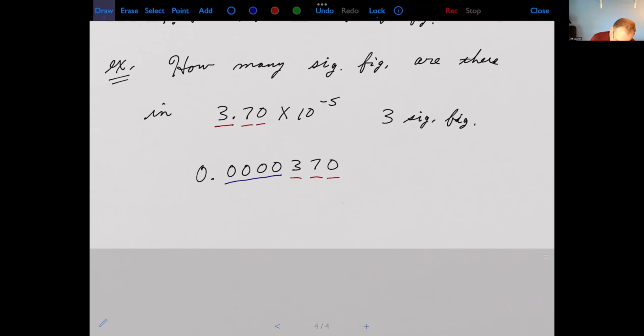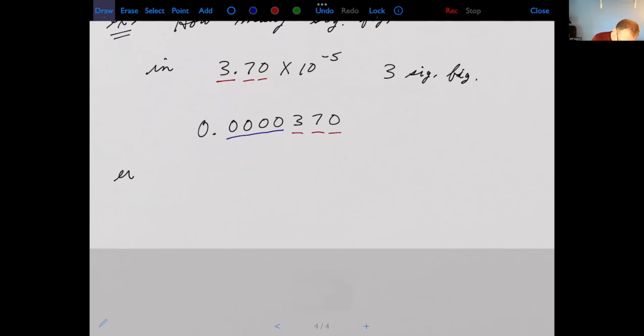Okay, and then one more example. Let's say I have this large number, 5,900,000, and let's say I write it as 5.9 times 10 to the 6. So how many significant figures would there be based on how I wrote it? Well, because I'm only writing 5.9, it's going to be 2 significant figures. So this would be a case where we have 2 significant figures.